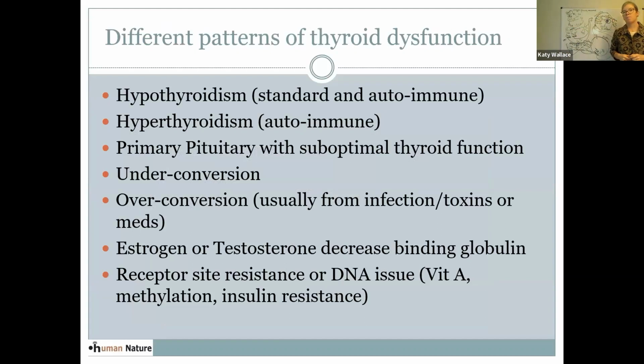So there are many different patterns of thyroid dysfunction. I've been focused primarily on hypothyroidism so far in our talk. Standard hypothyroidism is where there is an inadequate amount of iodine, and that's the most common cause of thyroid problems globally, but not in the US. In the US, we have adequate iodine. Most of our salt has iodine added to it.